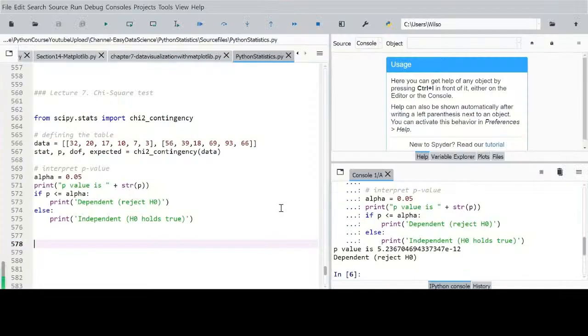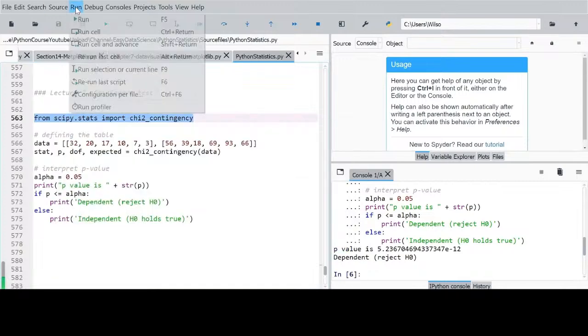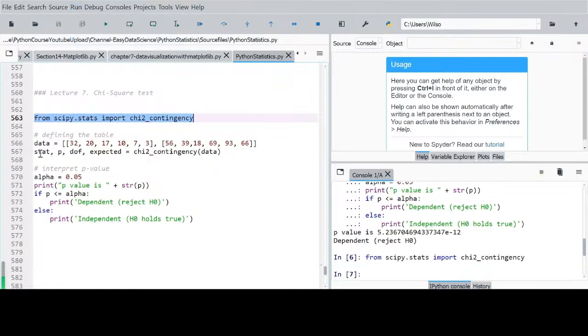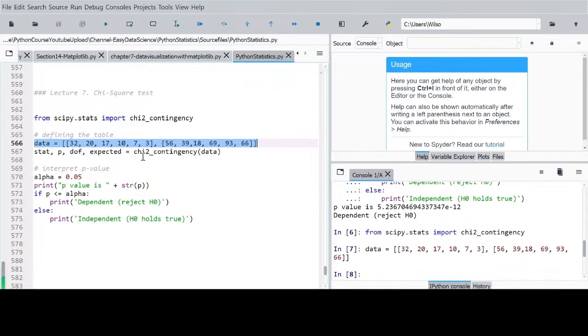Next we will show how to perform a chi-square test in Python. We have to import a function called chi2_contingency from the scipy.stats module. If you have not installed the scipy module, you have to install scipy first. So my function is imported. Then create a data array. This array represents a table with 2 rows and 6 columns.